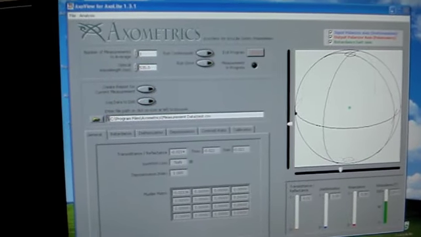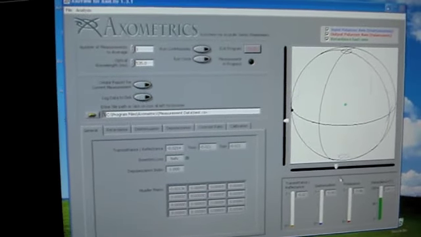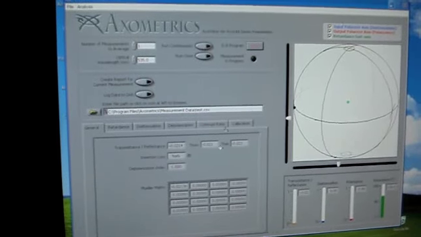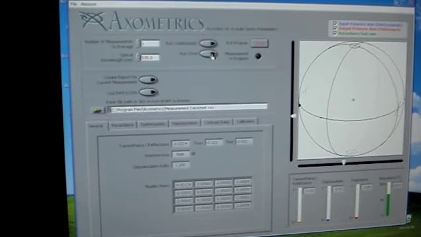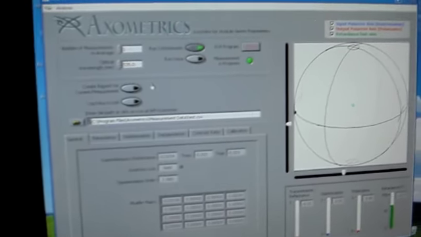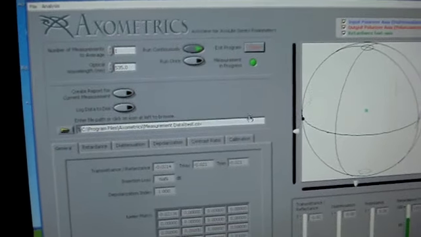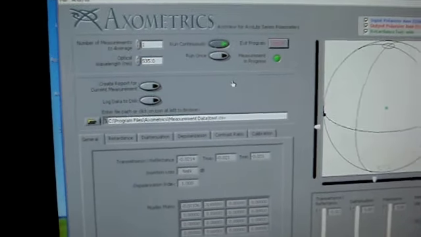This is the Axometrics Axoscan program we use to measure all the various parameters of our LCC. We have our Mueller matrix down here. We can measure our retardance, attenuation, and polarization vectors on the Poincare sphere, which you see right here. You can either run it once or run it continuously, and you can see we just have our sample sitting there right now, so it's jumping around a little bit. And then you can save our data, which we use to process later.